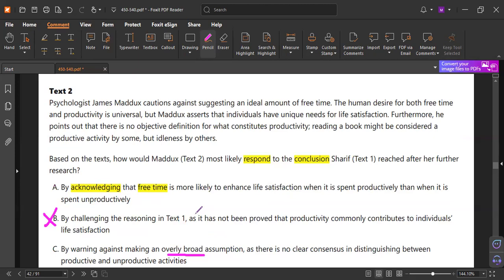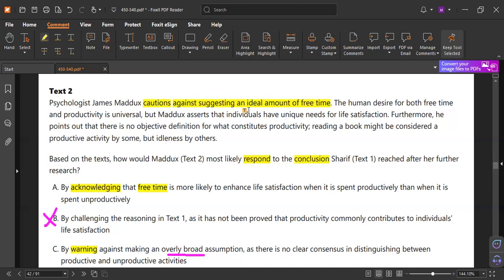Let's find the evidence. Look, the psychologist cautions against this one. What does caution mean? Warning. But about what? Suggesting an ideal amount of free time. Ideal means a specific time for free time. For example, you should have free time 2 hours every day, not for all people. Some people need 4 hours, 2 hours, 1 hour, 30 minutes. Some people, if you give them free time, they focus on evils, on bad habits.